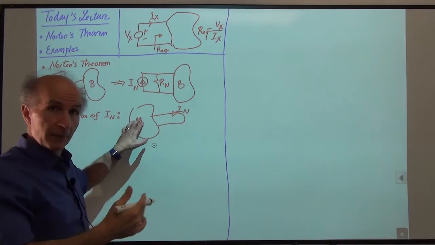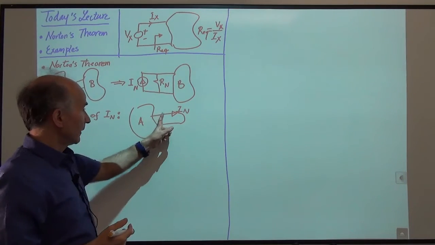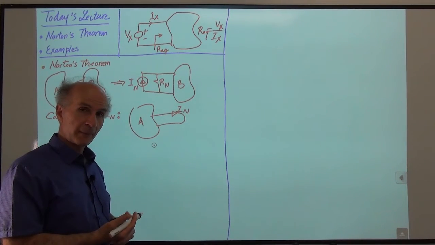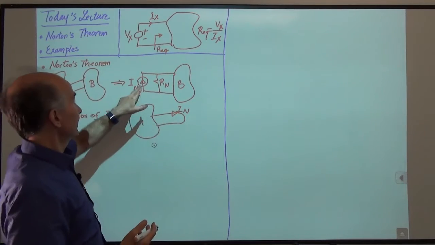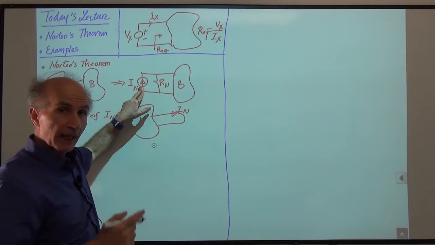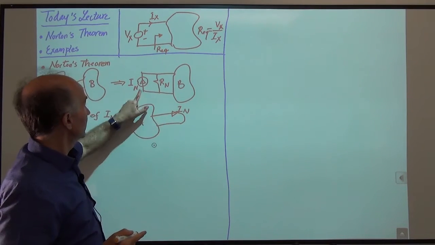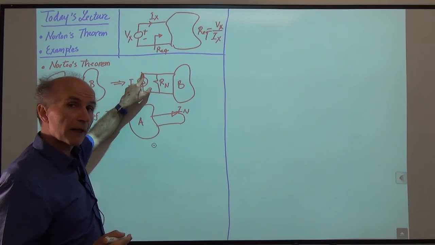This circuit presumably has some inputs, right? So those inputs generate voltages and currents and so on. And if I place a short circuit here, it is likely that I will see a current there. The current that I measure in this short circuit is that current, I sub n. And you have to be careful with polarities. This current is going this way. This current is going that way. All right? Can you see why?